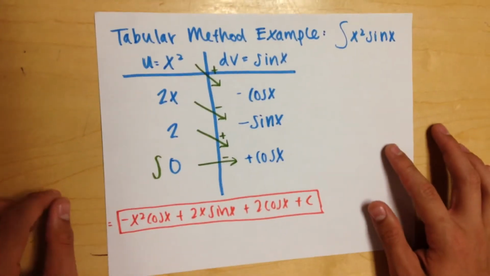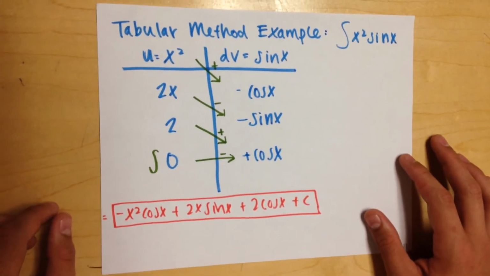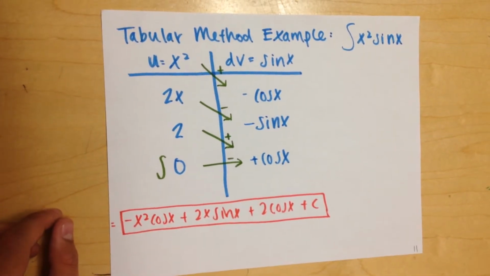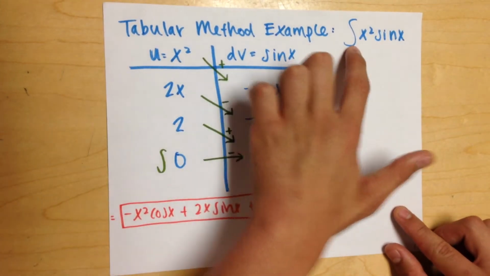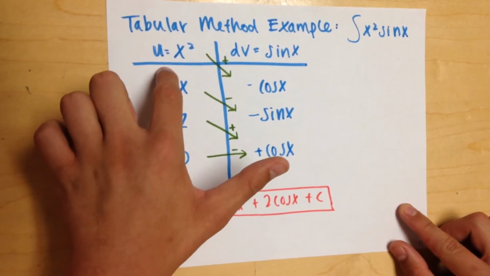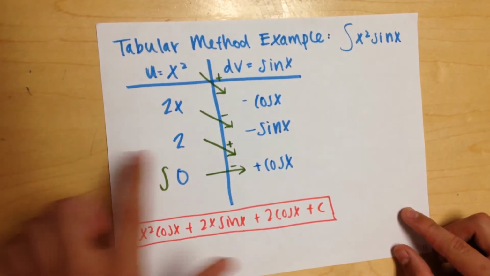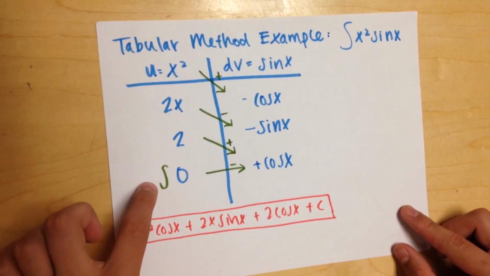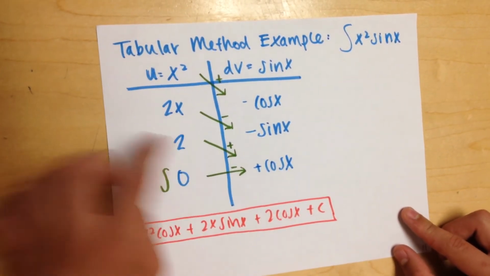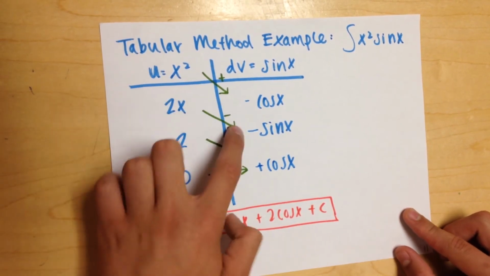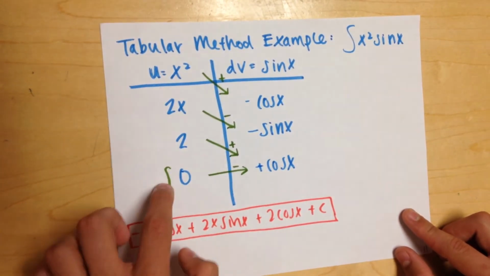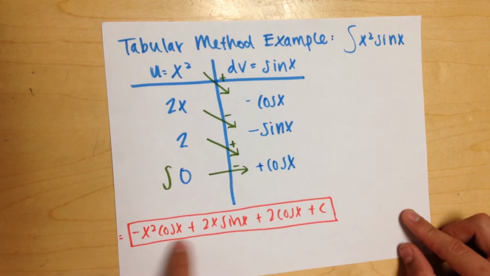Our next example uses the tabular method to integrate x squared sine x. Put u and dv in the table where u equals x squared and dv equals sine x. Derive the left column, which is the u, and integrate the right column, which is the dv. Continue until u cannot be derived anymore, then multiply the diagonal rows alternating between positive and negative. The last row is multiplied and integrated, which equals the plus c. The result is the antiderivative.